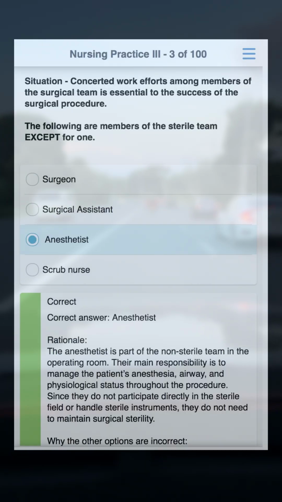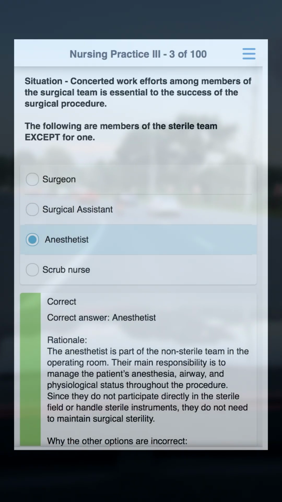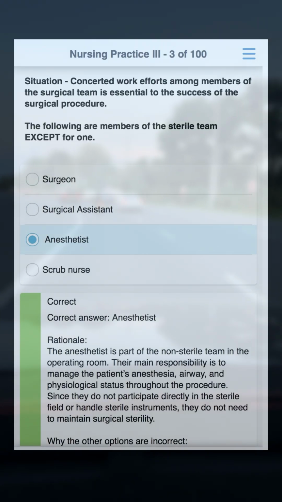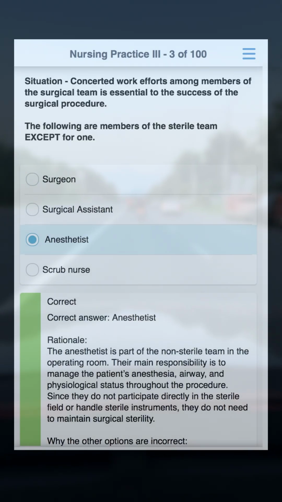Next, the surgical assistant. The surgical assistant is also a member of the sterile team. The assistant may help with tissue retraction, suctioning, handling instruments, controlling bleeding, and other activities under the direction of the surgeon. Because the surgical assistant works directly within the sterile field, this person must maintain surgical asepsis. Therefore, the surgical assistant is also part of the sterile team.